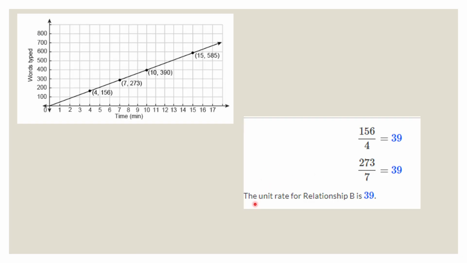And then let's take a quick look here at relationship B. This is the one that they gave to us on the graph. Again, we're just going to pull the two smallest values, 4, 156 and 7, 273. I'm going to make two fractions with my y values on top and my x values on bottom. It is getting late in the day, guys. All right, and when I get 156 divided by 4, that is 39. 273 divided by 7, same thing, because it's the unit rate for this graph, also 39. Now let's make our comparison.